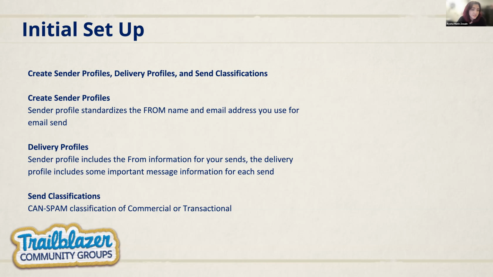Then you have the delivery profiles. The sender profile includes the from name and information of your sends. The delivery profile includes the important message information from each send. And then we have the send classifications. An email can be commercial or transactional. Marketing emails are your usual, hey, here's a sale, everything's 100% off. Likely it's more like 10%, but it falls under commercial. But if it's transactional, like, thank you so much for purchasing this cell phone today, and it has your receipt and everything else, it's going to be a transactional message.